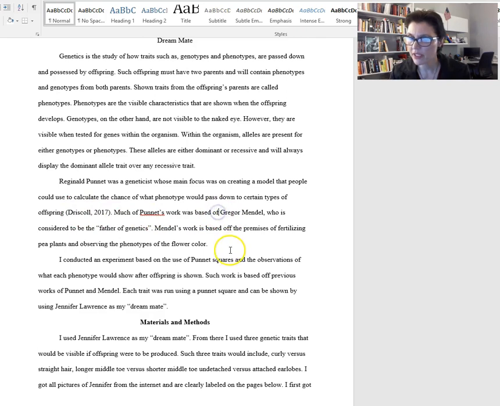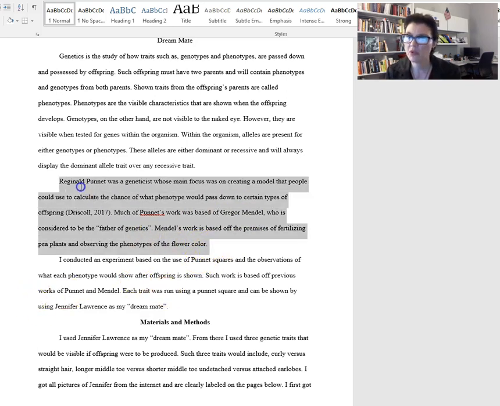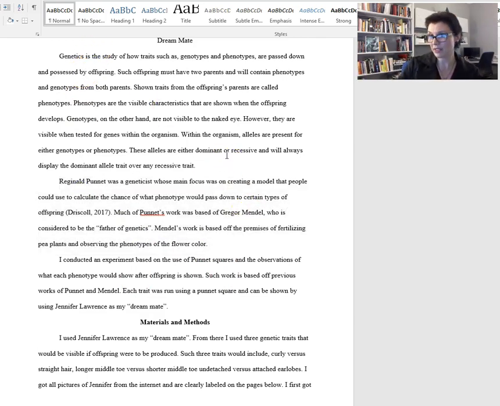I think you mean was based off of, I would say was based on Gregor Mendel's work. It's not the premises. It was based off a study where he did these things. Be more specific when you're talking about genetics. I would actually start with Mendel, because the fact is that Mendel's the one who started it all. So talk more about Mendel. Have a different paragraph for Mendel and a different paragraph for Punnett.